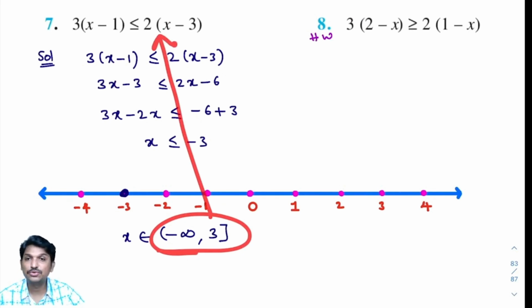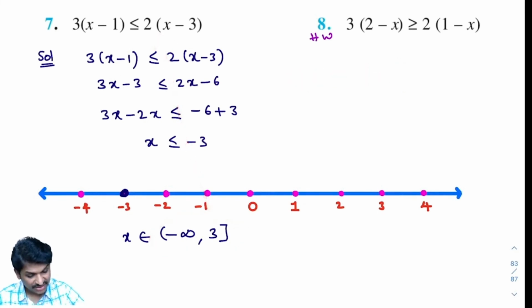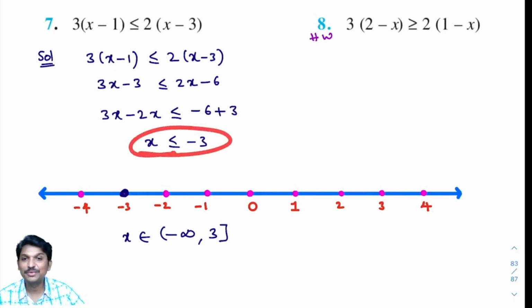In place of x, you put 1. Left hand side part will become 0, less than or equal to 2 into, in place of x, you put 1, 1 minus 3. 1 minus 3 is what? Minus 2. What happened here? Look here, less than or equal to minus 3 is there.